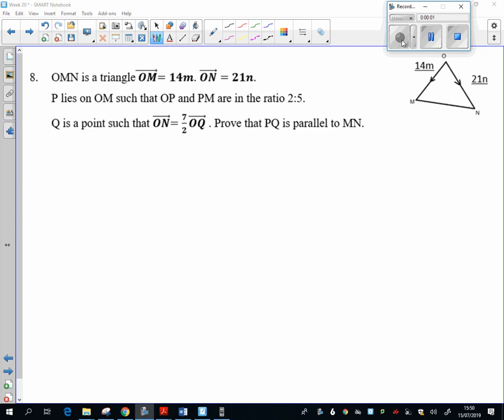Okay, so this is a challenging question. There's a few different ways you could go about it. I'm going to do it in the way I think is the most straightforward. So I'm going to draw a much larger picture of the vectors.